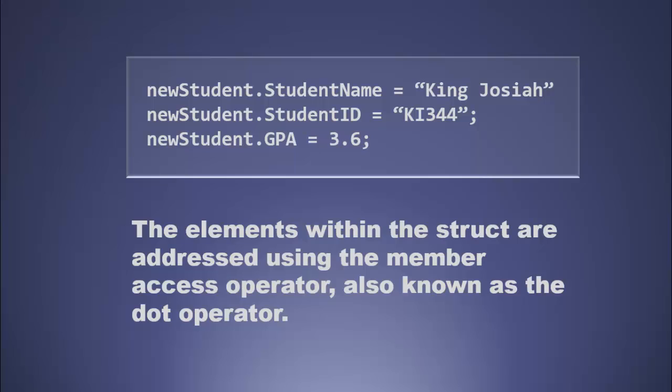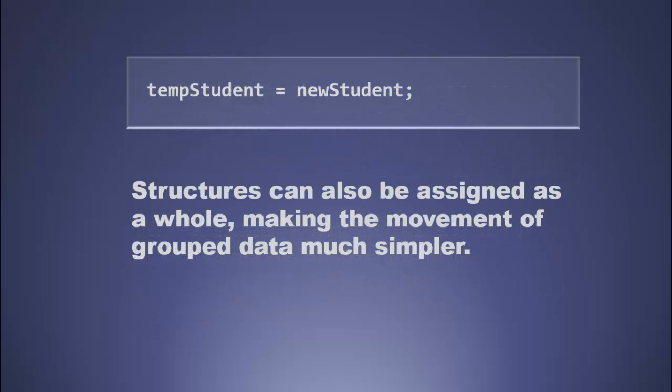So you see in this example we are assigning the student's name King Josiah, the student ID KI344, and the GPA 3.6. So any legal operation that you would do upon those simple data types, you can do within the structure itself. So we have now assigned all of those into this structure.